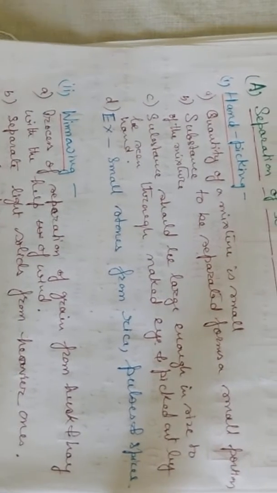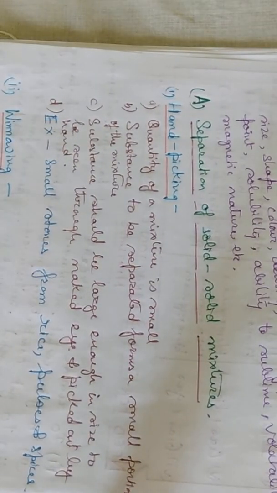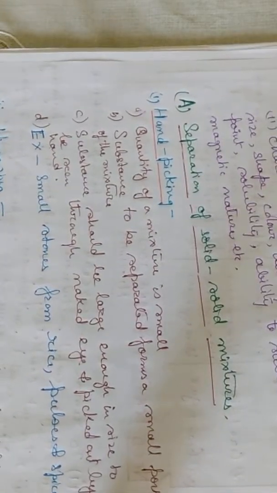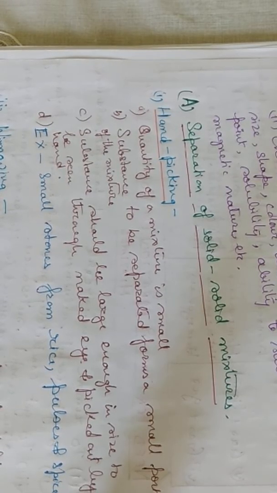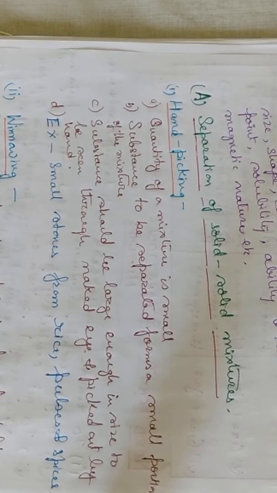Okay. Then first is solid mixture, how to separate them. First method is hand picking. Like in this, the quantity of mixture has to be very small. If you see, we take a bowl of rice in which there are certain substances which are not required. So we take a bowl of rice.